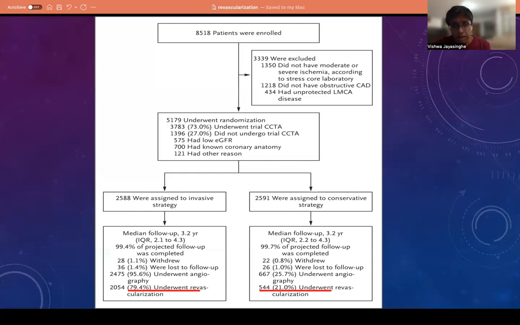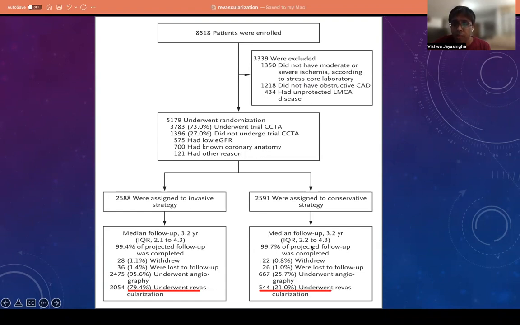And then it's important to see that out of the invasive arm, about 80% underwent revascularization. That means out of the invasive arm, about 20% were on medical therapy as well. And out of the medical therapy group, about 25% underwent angiography and 21% underwent revascularization.